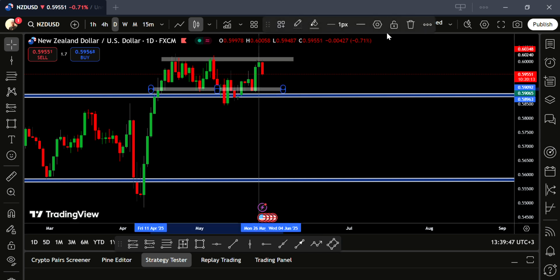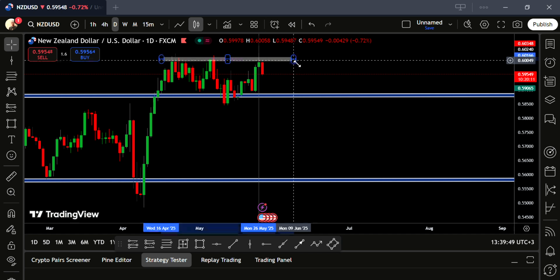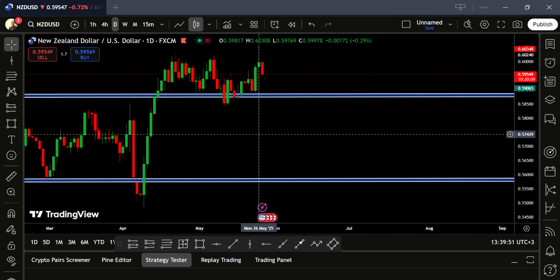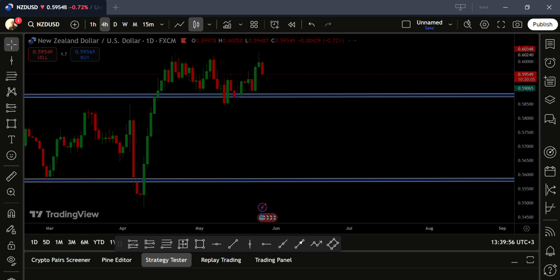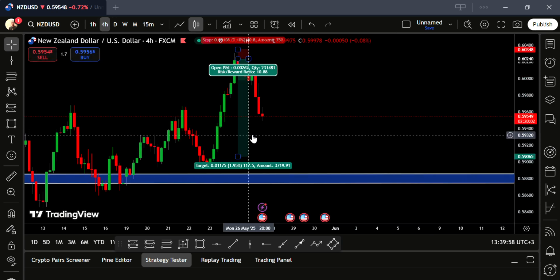Same thing applies to the 4 hour time frame. People who are trading the 4 hour, the same thing applies to the 4 hour time frame. So we come to the 4 hour. Let me remove this.